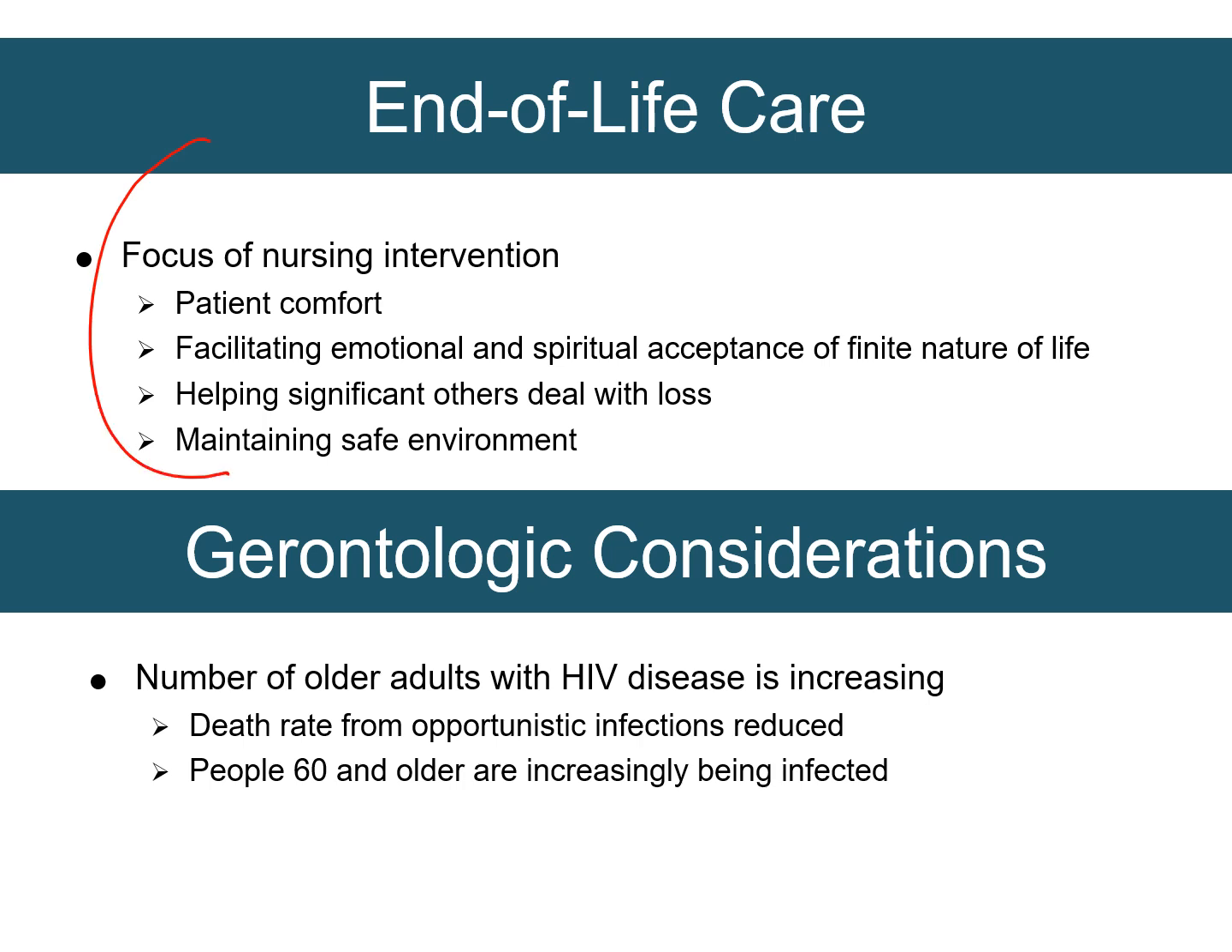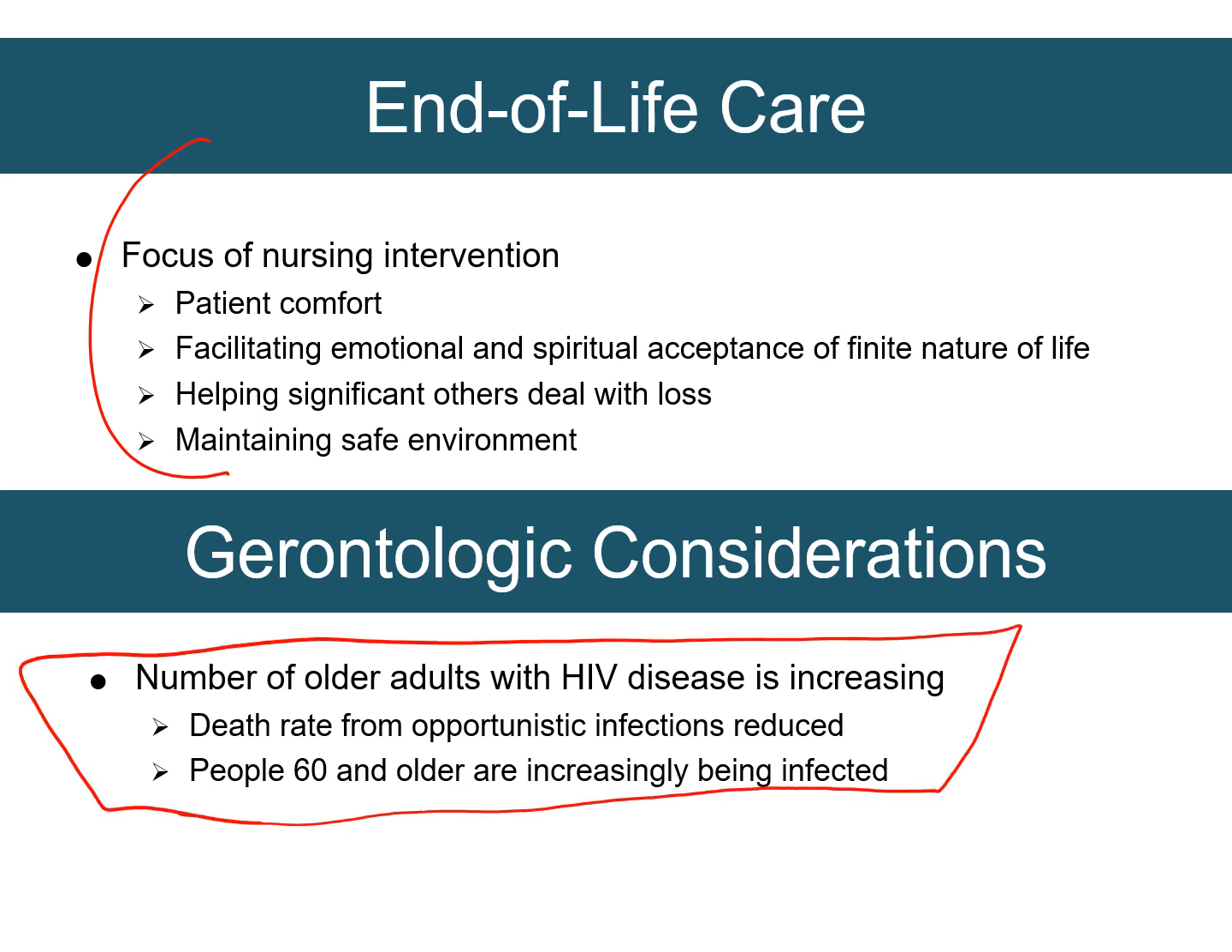And then we have gerontologic considerations. So the number of older adults with HIV disease is increasing. The death rate from opportunistic infections is actually reduced because we have lots of medical care. And then people over 60 are increasingly being infected. Why is that?